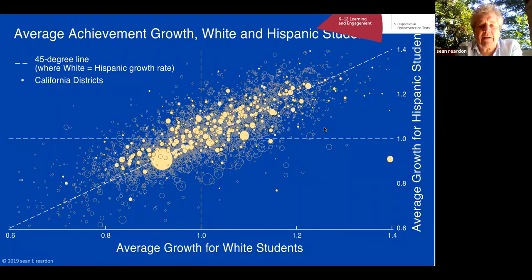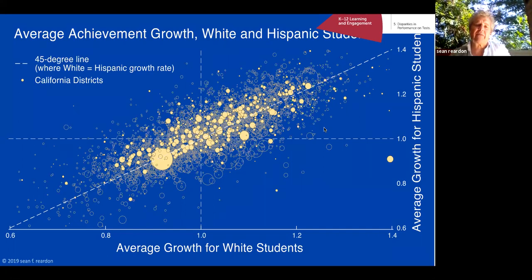So here, the horizontal axis is the average learning rate for white students, and the vertical axis is the average learning rate for Hispanic students. If the learning rate is 1, that means the average student in a district learns the equivalent of 1 grade level each year. So that's by definition sort of the average learning rate.